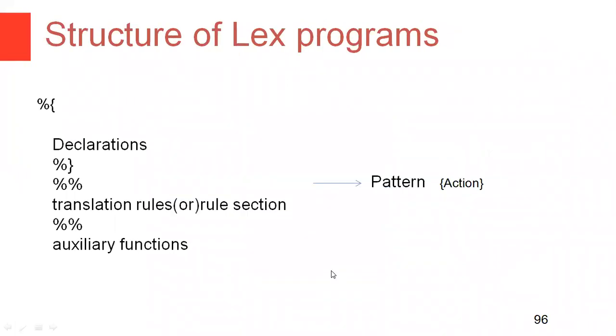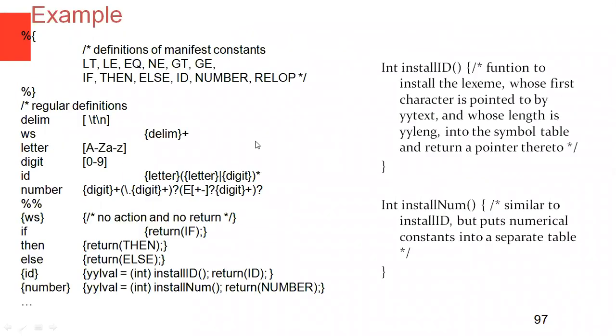So this is the structure of lex programs. So how it looks is, we have percent percent, we are having declaration section, translation rules or rule section, and auxiliary functions. So we can get the pattern. So this is the format. So this is a sample example for the given lex program.